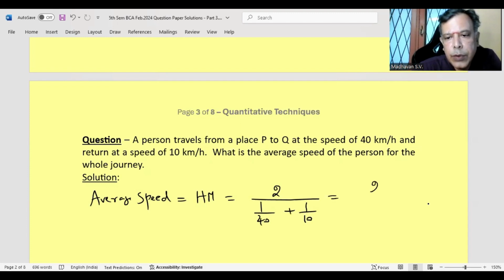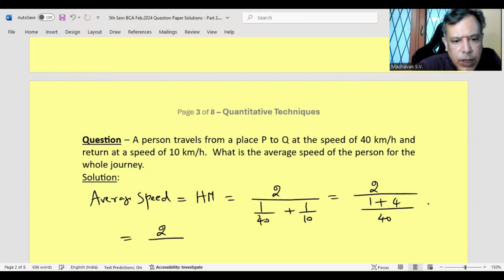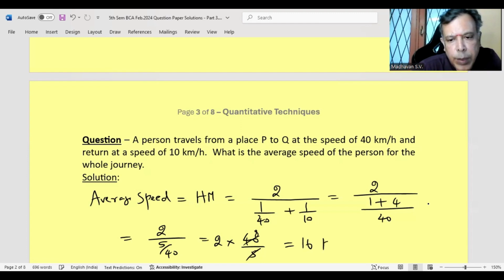So that will give you 2 divided by, here LCM is 40. So 1 plus 4. So that will give us 2 divided by 5 by 40, which is 2 multiplied by 40 by 5. So 5 8s are 40, so 8 2s are 16 kilometer per hour. That is the average speed of the person.